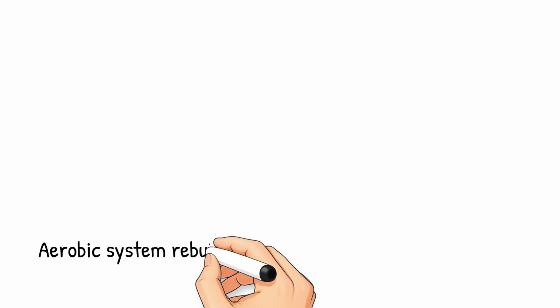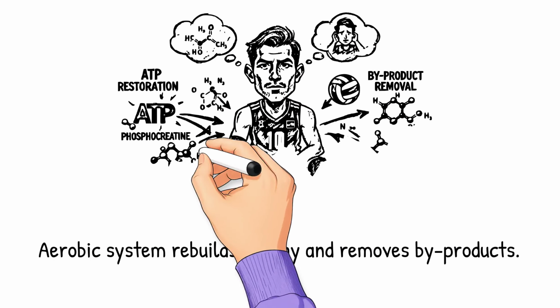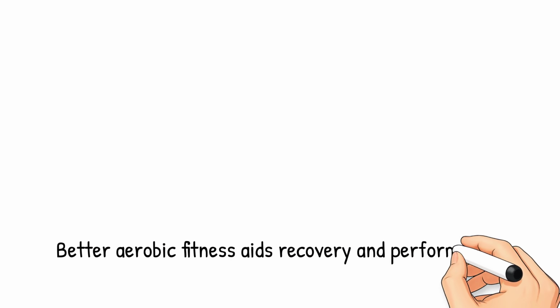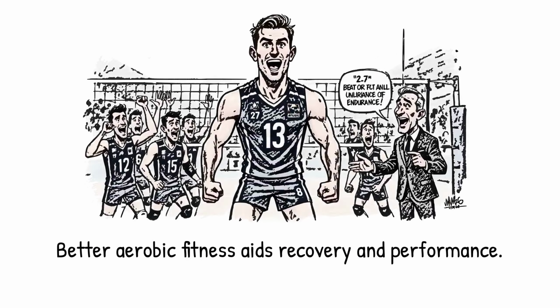Roles in volleyball. The aerobic system restores ATP, rebuilds phosphocreatine, removes metabolic byproducts, supports concentration, helps recovery between rallies, and helps recovery between sets. Athletes with better aerobic fitness recover more quickly and can maintain performance over long matches and tournaments.